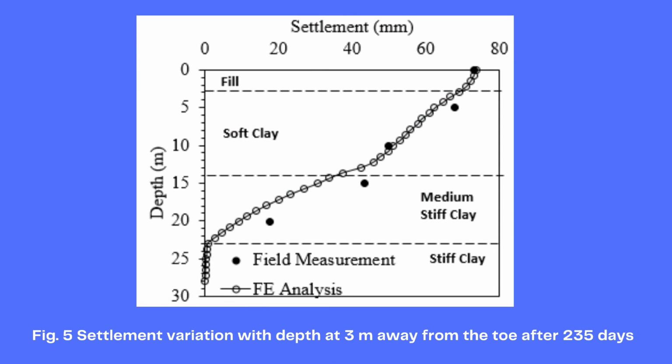This is a settlement distribution 3 meters away from the toe of the embankment after 235 days. You can see that the settlement is more than 70 millimeters, and the majority of the settlement has happened in the medium stiff layer, and in this case it is 43% in the medium stiff clay, and it is about 43% in the soft clay. That reduction is due to the higher stiffness of the fill material above the soft clay.